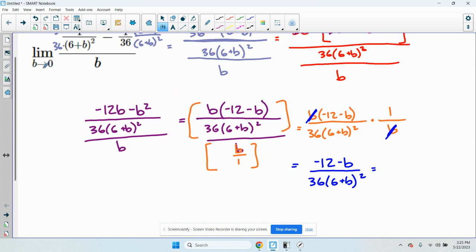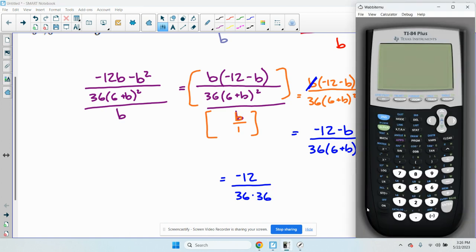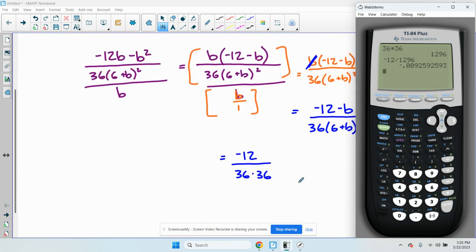Now I can evaluate the limit as b approaches 0. I can substitute in 0 for b. So I get negative 12 minus 0 over 36 times 6 plus 0 squared, or 36 times 6 squared, 36 times 36. So I'll just do 36 times 36, and I'll do negative 12 divided by that. And I get negative 0.009259.